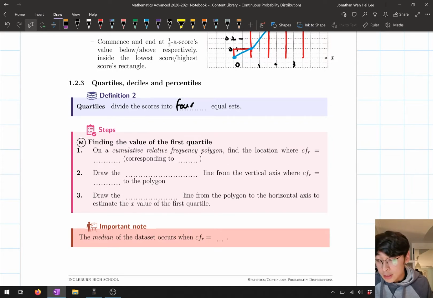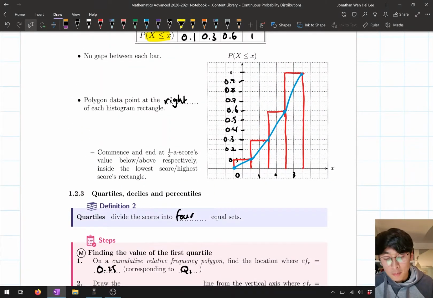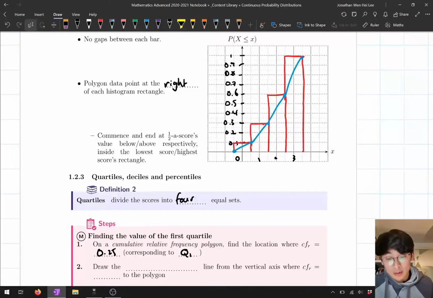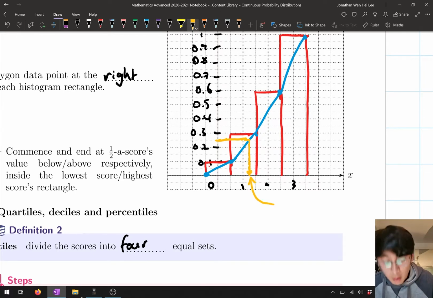Find where the cumulative frequency is equal to 0.25, corresponding to Q1. So what I want to do, if I want to find the first quartile, is I go to where 0.25 is on my cumulative relative frequency. So here, if you have a look, 0.25 is over here. And so if I want to find the first quartile, I can just go across to my ogive, or my cumulative relative frequency polygon, and just go across and read down at the value. And so what that tells me is that this point here is in the column for 1, so Q1 is equal to 1.